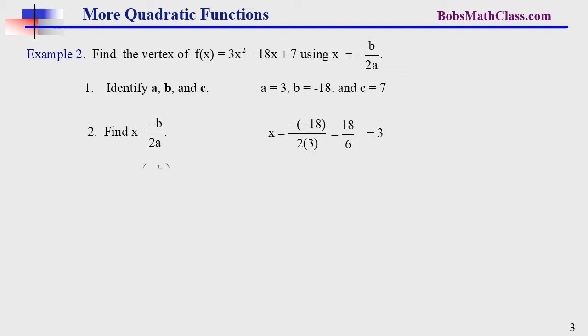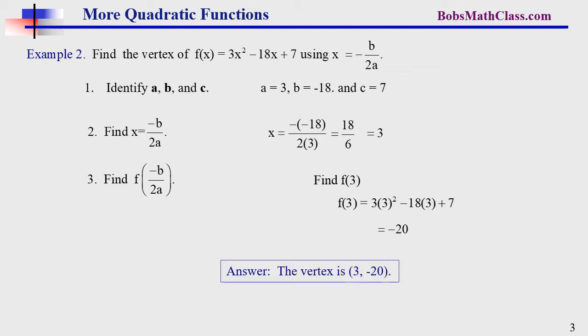Now we find the y value. Plug it in. So f of 3. Remember to do the exponents first and then the multiplication. So you should get a negative 20 when you're done. All right, so our vertex here is 3, negative 20.